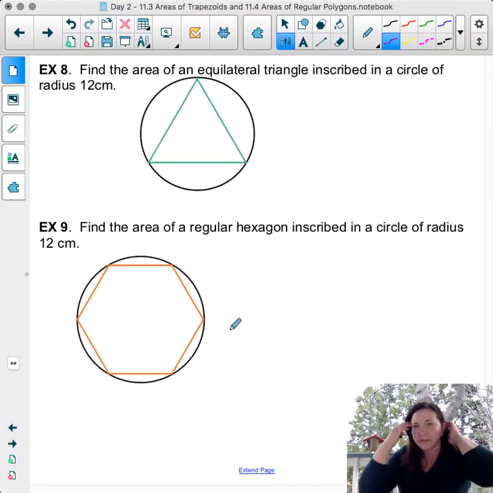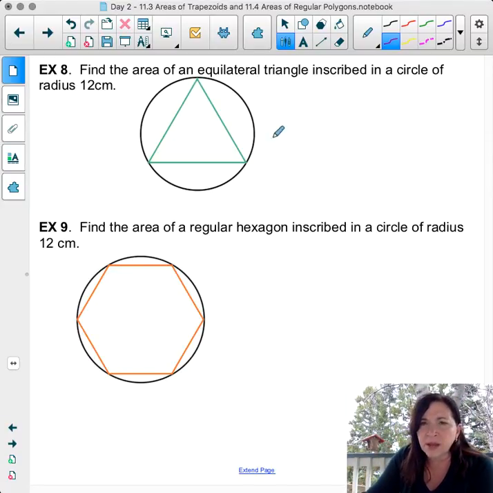So here's a couple of bonus problems. Find the area of an equilateral triangle that's inscribed in a circle that has a radius of 12. So again, circle, there's my radius right there. It's an equilateral triangle, which makes that a 30-degree angle. There's my apothem. The radius is 12. So that means across from the 90 is 2a, so a is equal to 6, which is across from my 30.